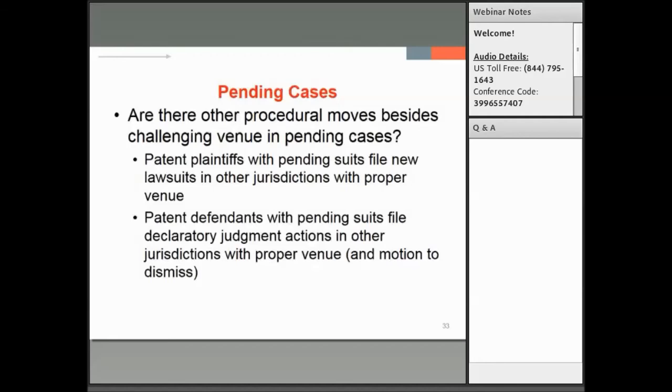And finally, we have to ask ourselves, are there other procedural moves that we should be considering? We may see patent plaintiffs with pending suits file suits in other jurisdictions with proper venue before their current cases are dismissed. Likewise, we may see patent defendants in the middle of patent suits file motions to dismiss and declaratory judgment actions in other favorable jurisdictions with proper venue. Well, time will tell what trends might actually emerge here. It's safe to say that we should all, when we're in pending cases, evaluate all procedural options moving forward, because we're just not sure how this landscape is going to change.